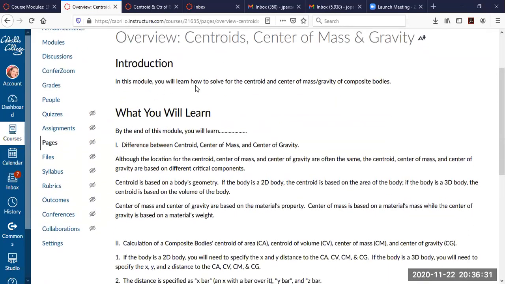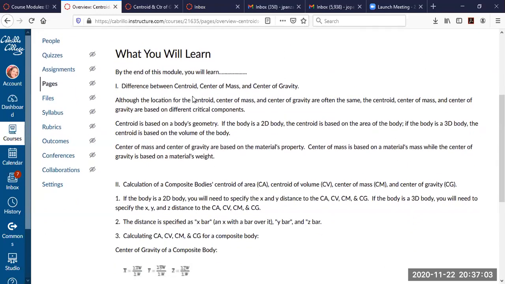And in this module, you'll learn how to solve for the centroid and center of mass and gravity for composite bodies. We're emphasizing composite bodies in statics because often as engineers we're designing something that has multiple parts, or we have a piece of metal that's been machined and it has many different shapes inside it. And you've already learned in math and or physics how to solve for centroids and center of mass and gravity, but we're concentrating on it for composite bodies. So let's start looking at this.